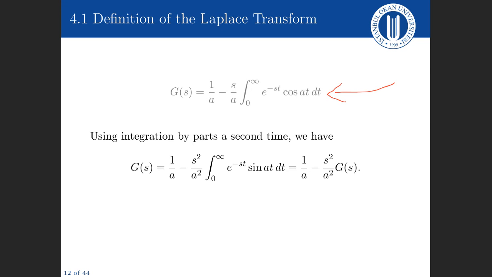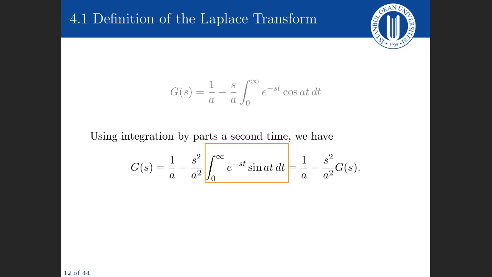Then we have an integral of two functions multiplied together, e to the power minus st and cos(at). So we can use integration by parts a second time. And this time I'm not showing the details. I'm leaving this for you to fill in the gap. If we use integration by parts a second time, we get 1 over a minus s squared over a squared, times the integral from 0 to infinity of e to the minus st sin(at) dt.